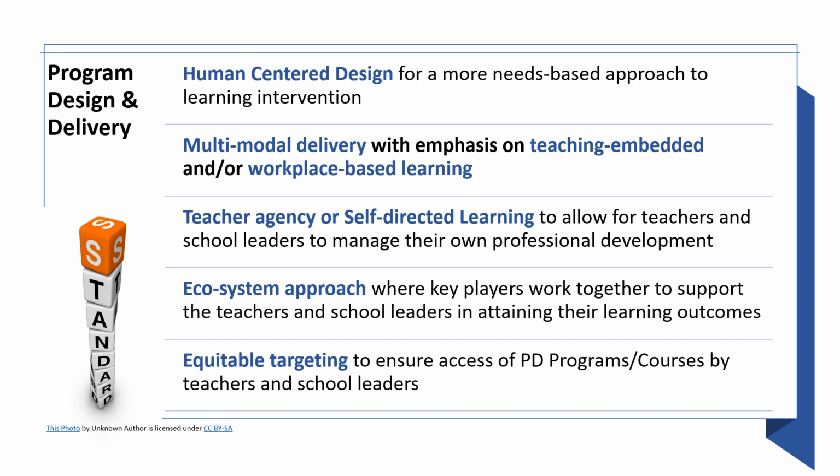Number three, that the program should incorporate in its design teacher agency or self-directed learning to allow teachers and school leaders to manage their own professional development. Number four, the ecosystem approach, where there is the presence of collaboration among the internal and external stakeholders to support teachers and school leaders in attaining their learning outcomes. And number five, equitable targeting to ensure access of PD programs and courses by teachers and school leaders nationwide.